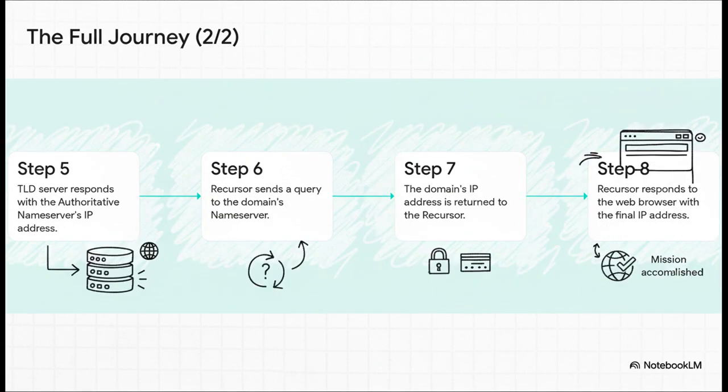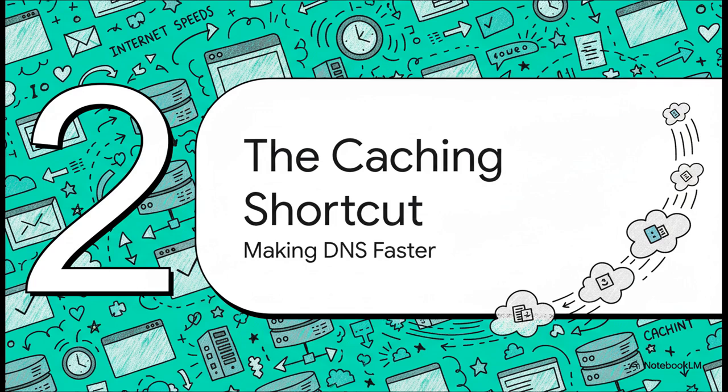And now for the home stretch. The TLD server responds with the IP address of the one server that has the final answer, the authoritative name server for example.com. Our hard-working recursor sends its final query to that address. And at long last, the authoritative server returns the actual IP address we've been looking for all this time. The recursor then passes that number all the way back to your web browser, and just like that, the connection is made. Mission accomplished.